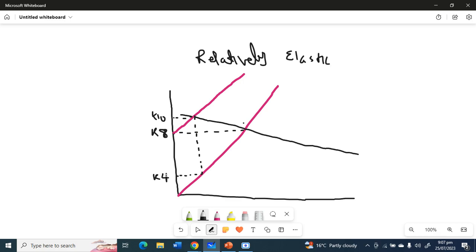So when demand is relatively elastic, what happens is whenever a tax is placed, the burden is going to fall more on the seller than on the buyer. You can write this down. When demand is relatively elastic, the tax burden is going to fall more on the seller than on the buyer.